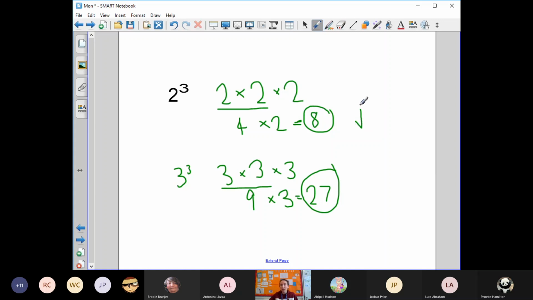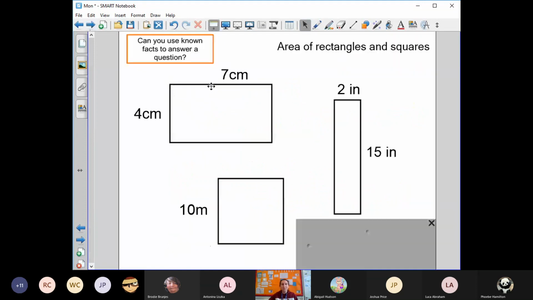Okay, and a way that we'd write cube root of 8 is we'd do it like square root, but we'd put a little 3 there. Okay, and the cube root of 8 is 2. The cube root of 27 would be 3, because 3 is the number that has been times by itself 3 times to make 27. Does that make sense? It's not often that you're going to have to come across the cube root, but it's just interesting to start exploring that number. Okay, right, so let's get back into our area and perimeter of rectangles and squares.